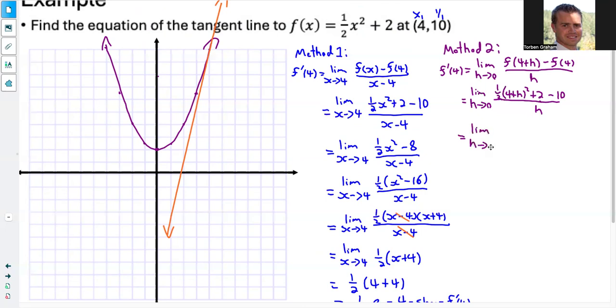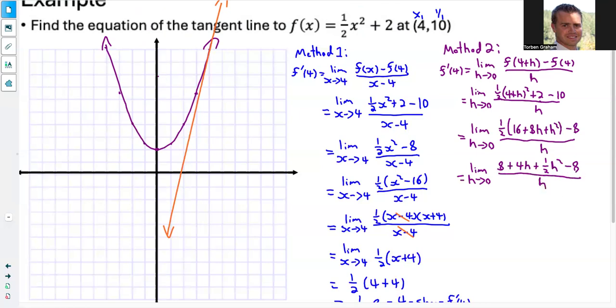So that gives us limit as h approaches 0 of 1/2 times, when we FOIL this out, that gives us 16 plus 8h plus h squared, then close bracket. And then we can combine our positive 2 and negative 10, so minus 8, over h. We'll multiply the 1/2 in, so equals our limit as h approaches 0 of 8 plus 4h plus 1/2 h squared minus 8 over h. Now, what we'll see at this step is we've got positive 8 and negative 8, so they're just going to cancel out.